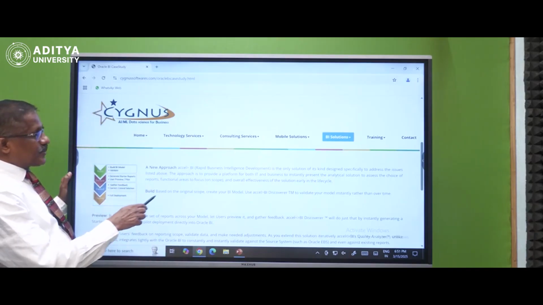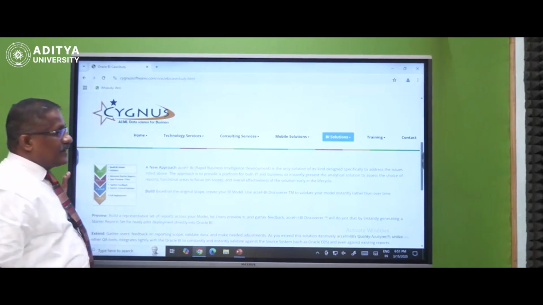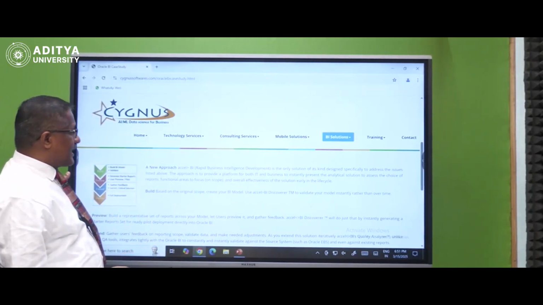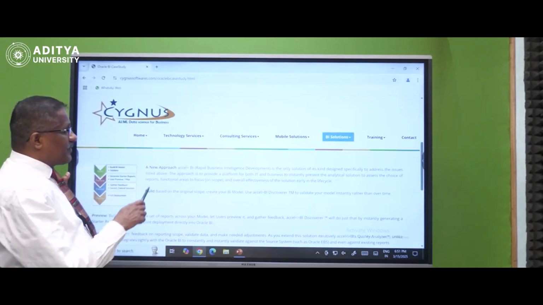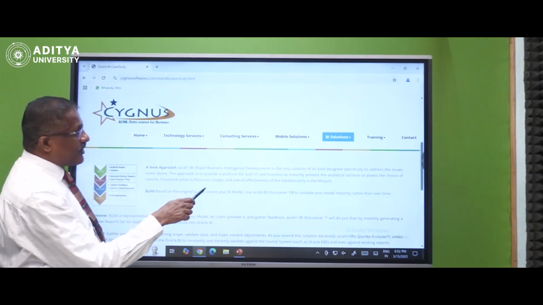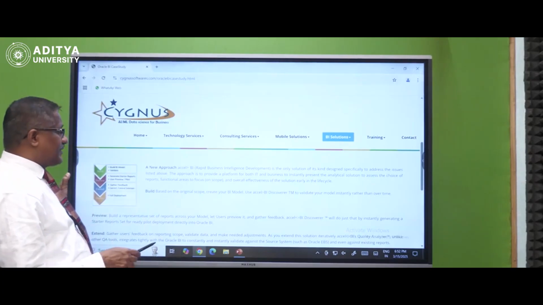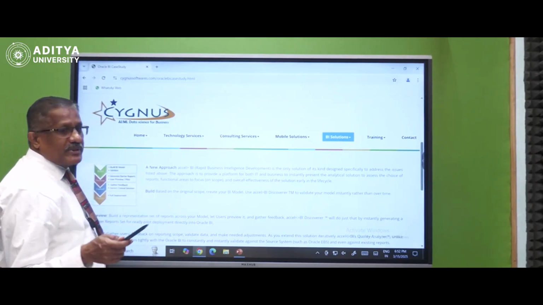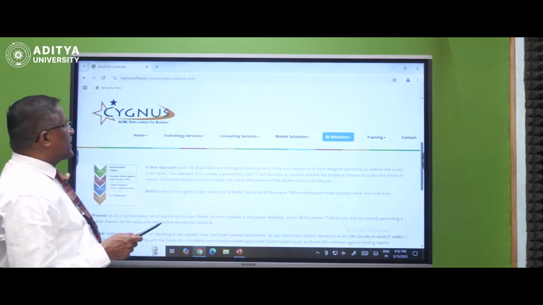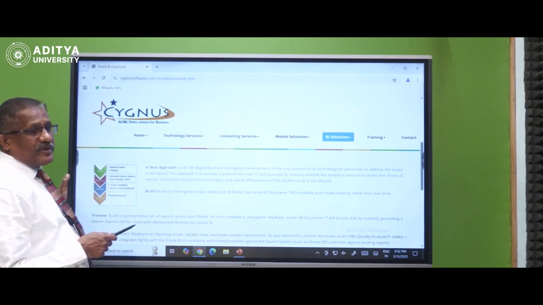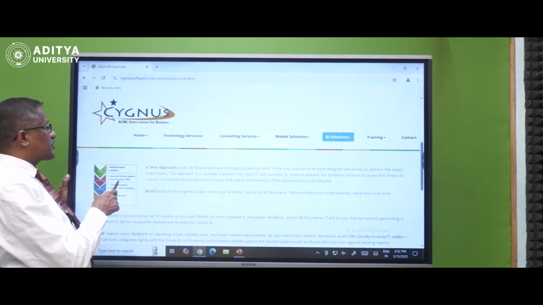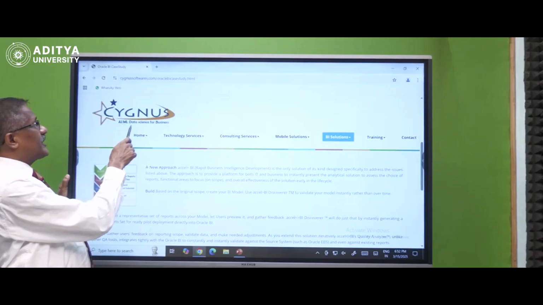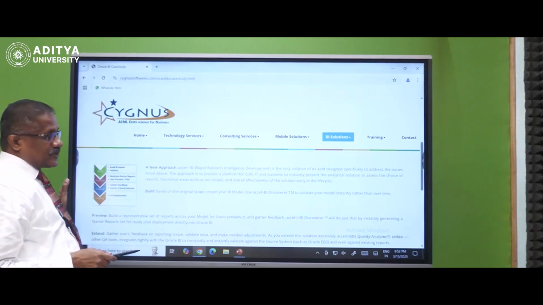This provides the platform for both IT and business to instantly present the analytical solution and assess the choice of the reports. The functional areas to focus on, the scope and overall effectiveness of the solution, early in the lifecycle. So build based on the original scope and create your own business model. So it helps the company get a huge amount of profit with this particular problem solving methodology. This company, Cygnus, is an AI/ML data science company for the business aspect.